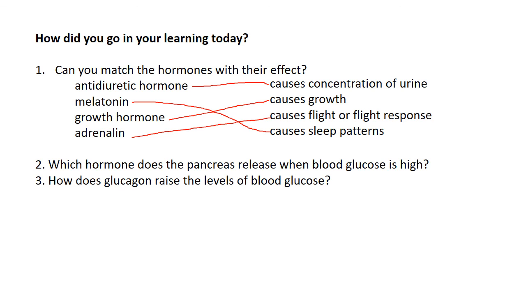And finally, number 3, how does glucagon raise the levels of blood glucose? Remember, if our blood glucose levels are low, our pancreas produces glucagon, which acts on the liver, and this causes the liver to break down glycogen, which is turned into glucose, and this glucose then goes into the blood and raises the levels there.